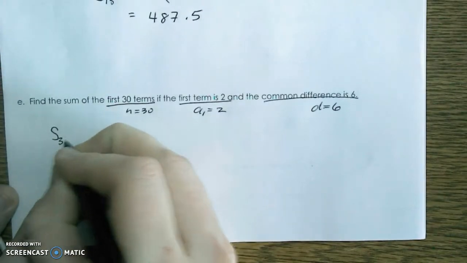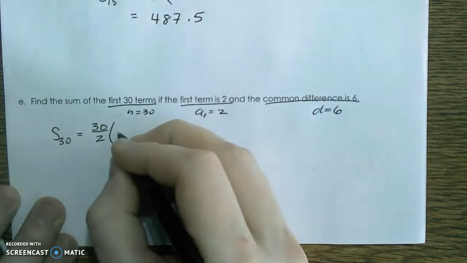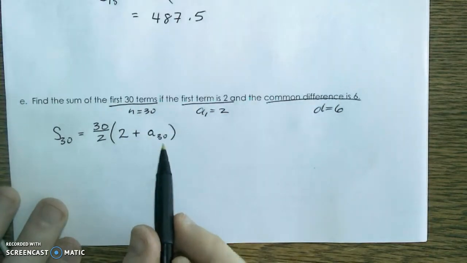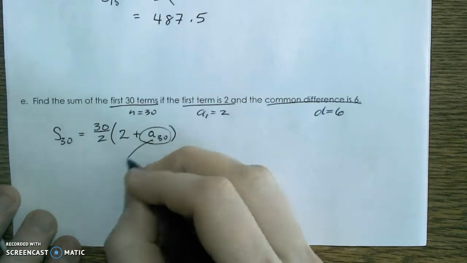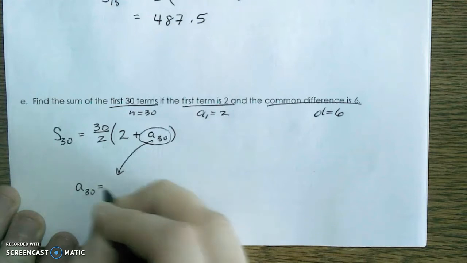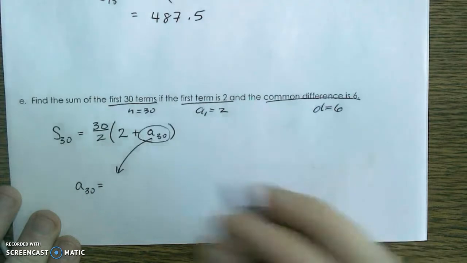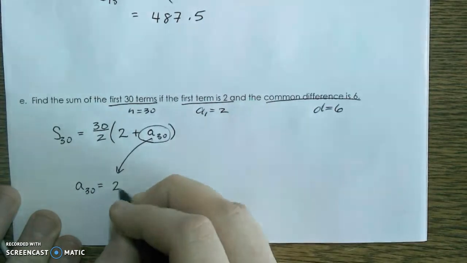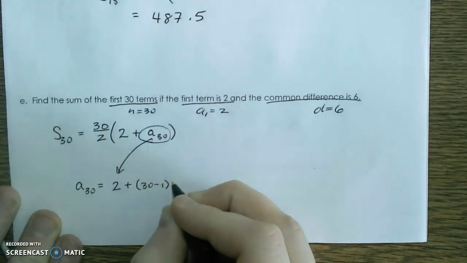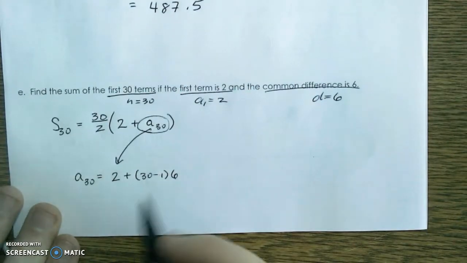We're looking for the sum of the first 30 terms, and we've got n, and we've got the first term, but we don't have a sub 30. We don't have that 30th term yet. So we have to find it. So then we go back to our old formula to find the 30th term, the nth term. And so if we go back to our old equation, that was a sub 1, which is 2, plus n minus 1, so 30 minus 1, times the common difference, 6. So this is that formula from the beginning of the notes.